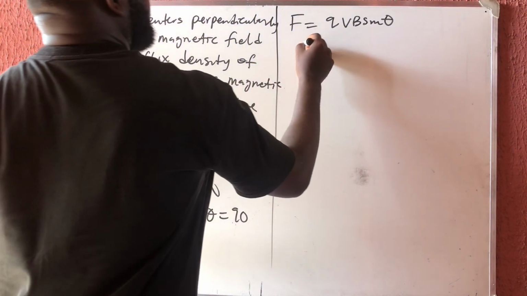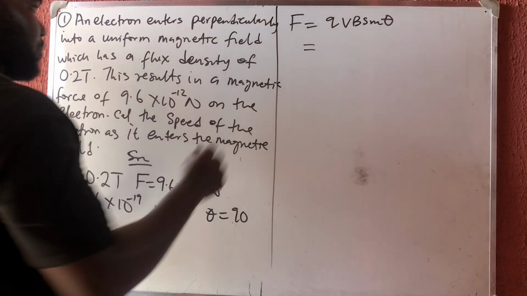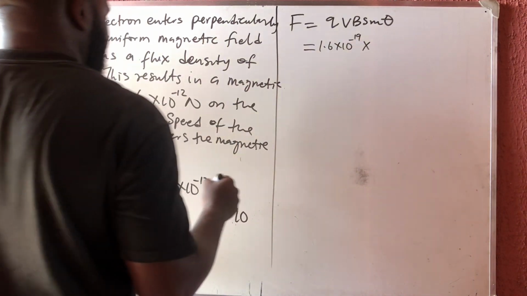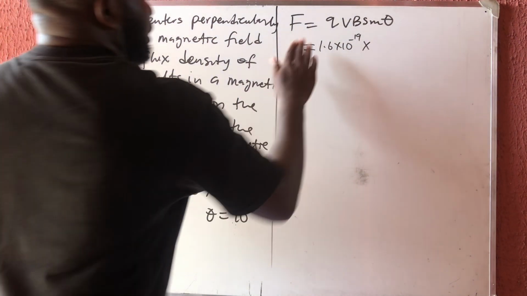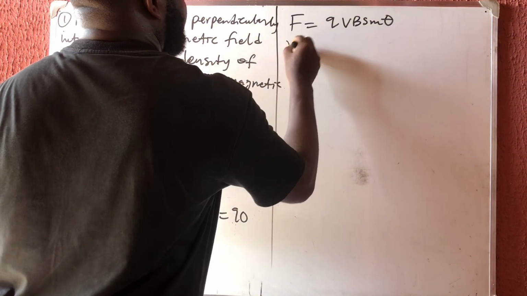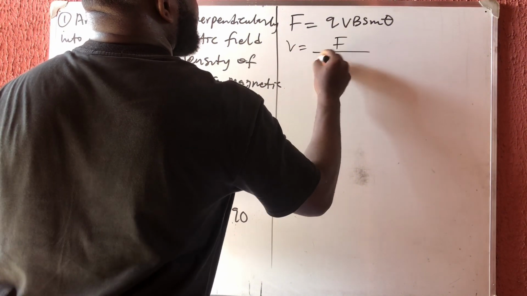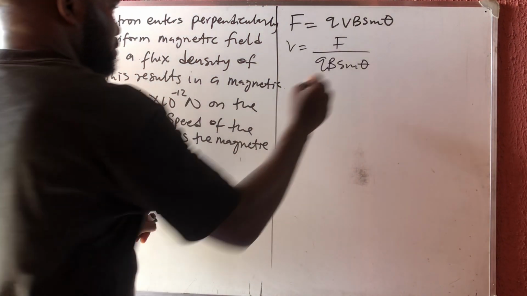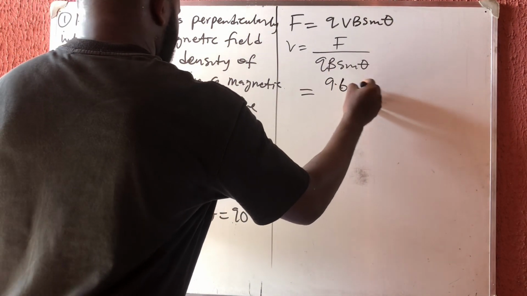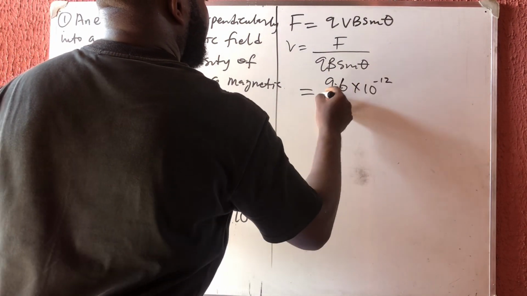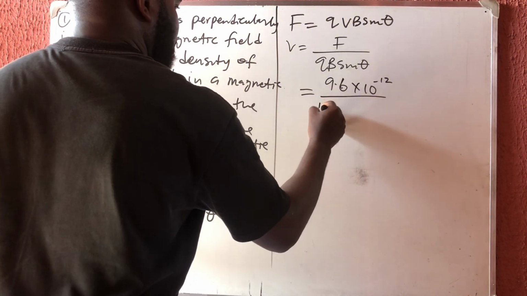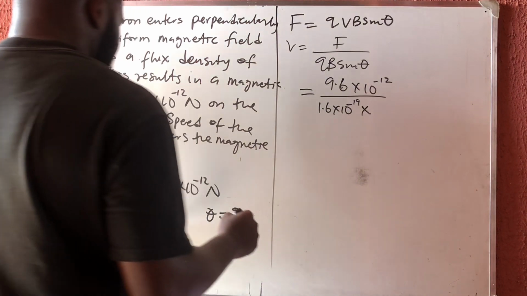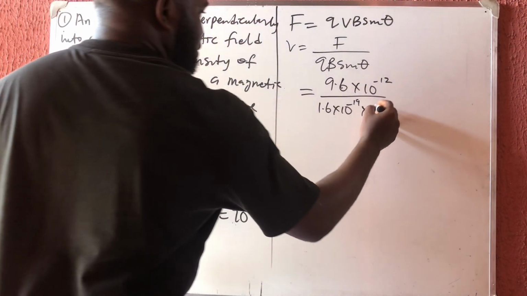So my answer here is going to be what? My Q they gave me is 1.6 times 10 raised to power minus 19. They gave us force. If I make V subject, my V will now be F over QB sine theta, which is 9.6 times 10 raised to power minus 12 divided by my charge 1.6 times 10 raised to power minus 19 times my B, 0.2.